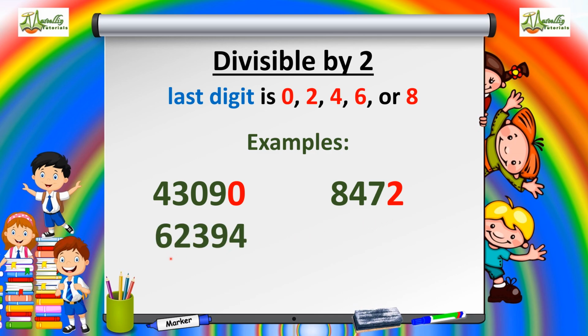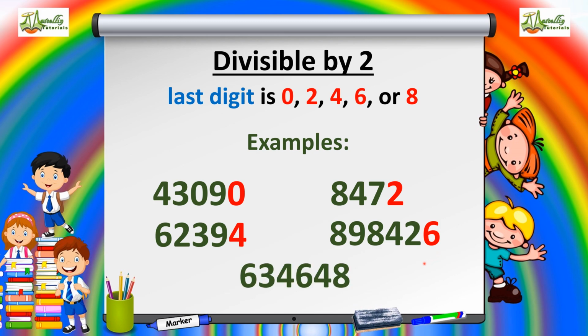We have 62,394. The last digit is 4, so this is divisible by 2. Next, we have 898,426. The last digit is 6, so this is divisible by 2. We have 634,648. The last digit is 8, then this is also divisible by 2.